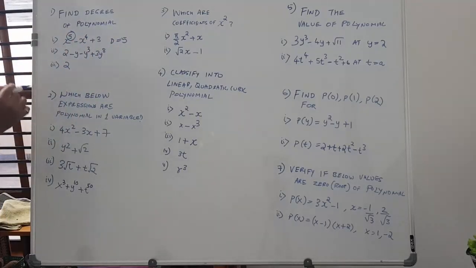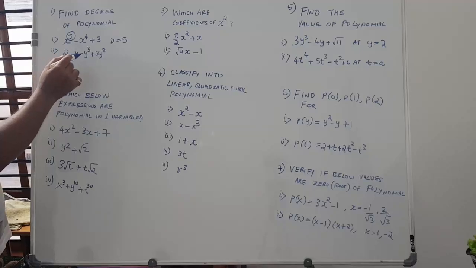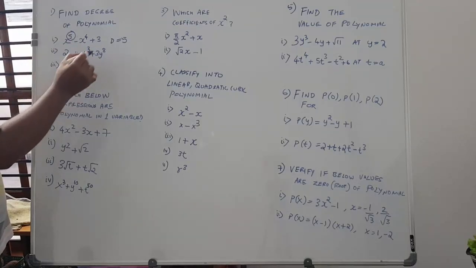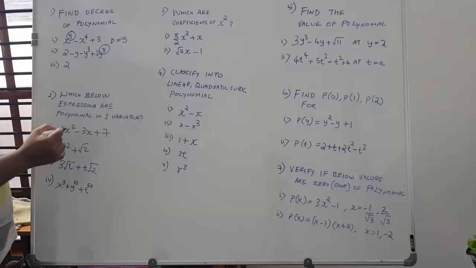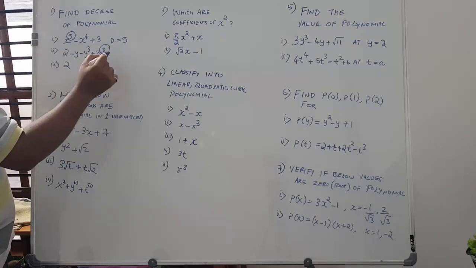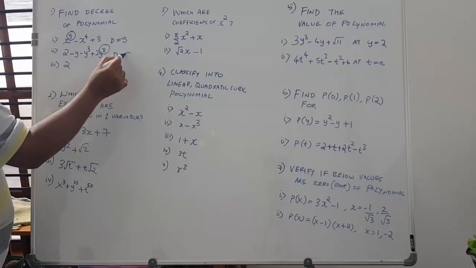Let's consider the second polynomial. We have 2 minus y cube plus 3y power 8. Again, 8 is the largest power of the variable in this polynomial, so the degree is equal to 8.